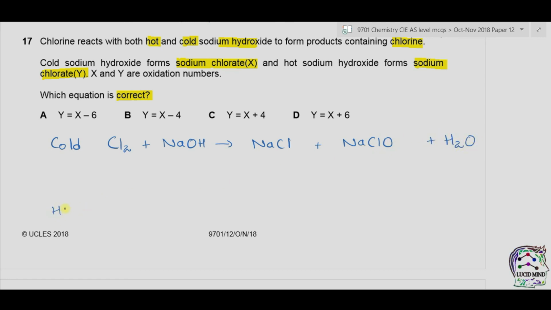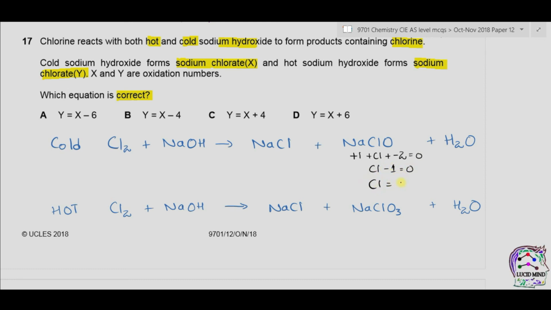With hot sodium hydroxide, chlorine forms sodium chloride, NaClO3 and water. We can find the oxidation state of chlorine in both NaClO and NaClO3. Sodium is +1, oxygen is -2, overall charge is 0. So the oxidation state of chlorine is +1 and this is sodium chlorate X.